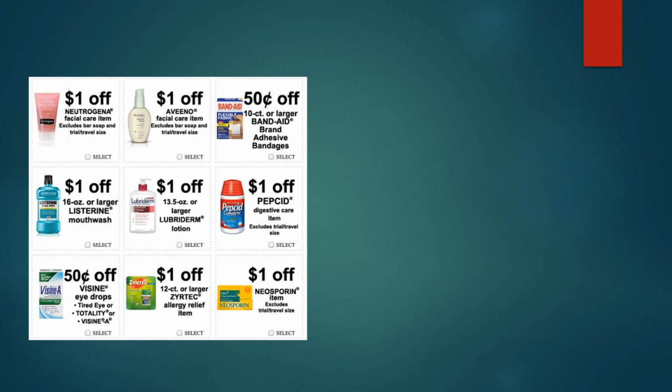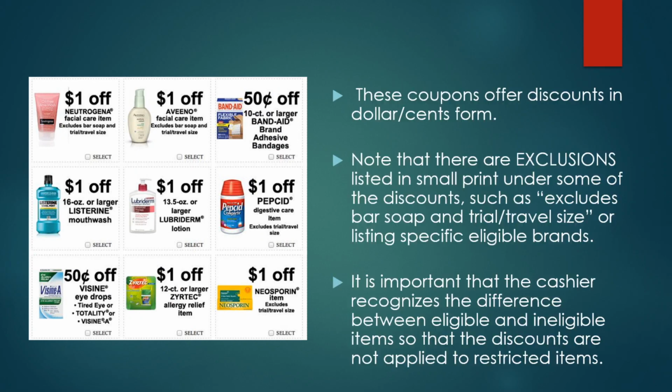These coupons offer discounts in dollar or cent form. There are some exclusions listed on these coupons, such as excludes bar soap and trial or travel size, or listing specific eligible brands. It would be important for the cashier to recognize which items are eligible based on the restrictions so that the discounts are not applied on items that don't qualify.